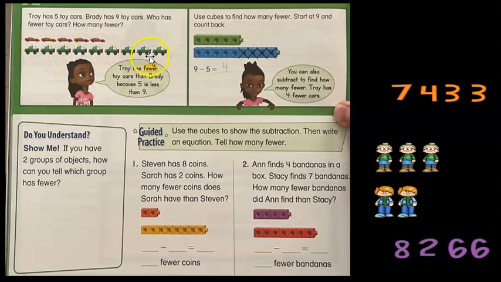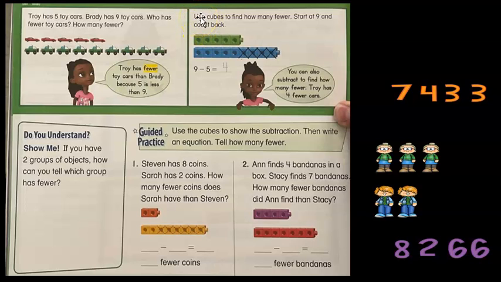Okay, look at the difference now, first graders. Just by looking at this, who has more cars? Is it Troy or Brady? Which one has more cars? Brady has more cars than Troy. Look at that. You can tell just by looking at the picture. There are more green trucks than there are red cars. Now Jada says here, Troy has fewer toy cars than Brady because 5 is less than 9. That is true.